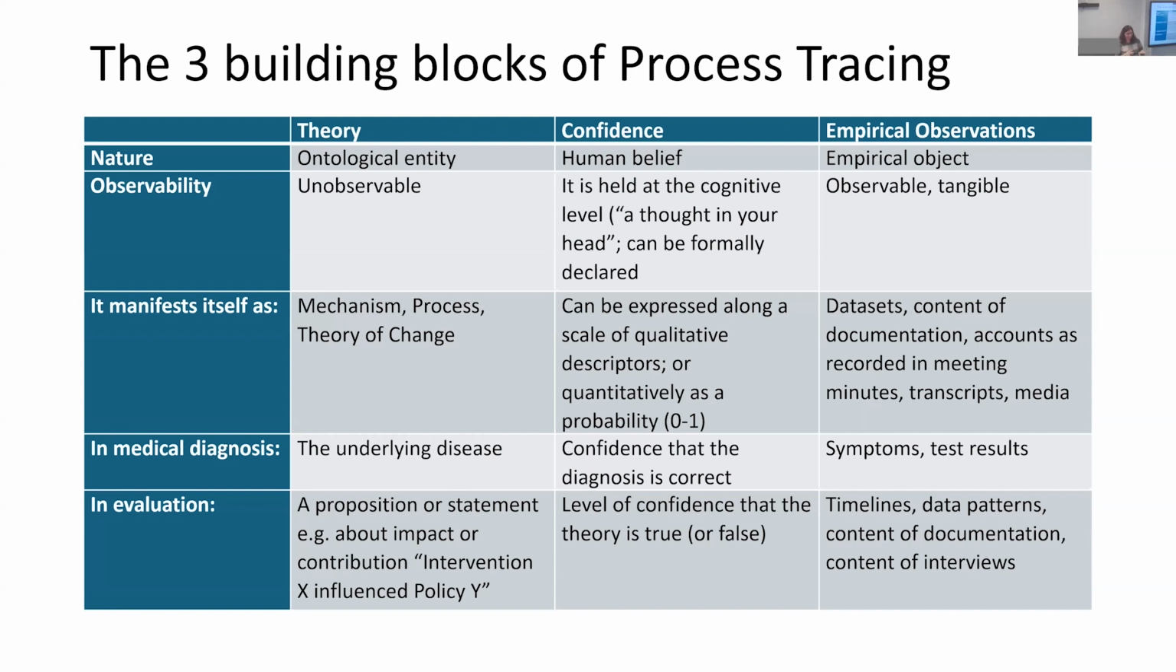I guess this is adapted from Andrew Bennett, and it's essentially the three building blocks of process tracing, which are the ontological entity, which could be the theory, for example, or the explanation, and then the empirical observation. And then there's a human confidence that the theory or the explanation is true or plausible on the basis of empirical observation. And confidence is a human belief, so it's held at the cognitive level. It's basically a thought in our head.